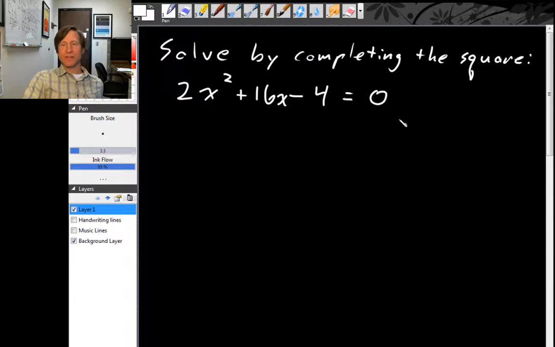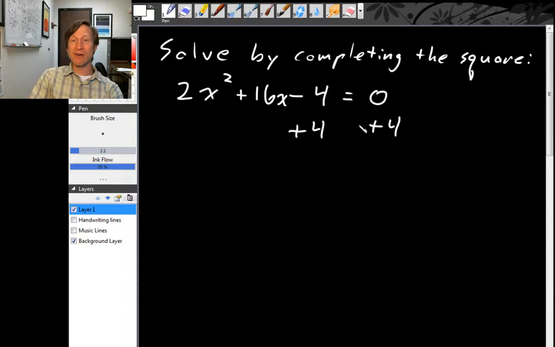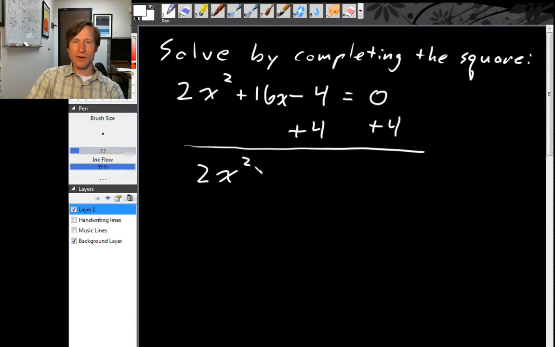When you're going to solve an equation by completing the square, often the first thing that you'll do, and I will do it in this case, is get all the terms with x's to one side and all the terms without x's to the other side. So this minus 4 term, let's get it to the other side. That gives us 2x squared plus 16x equals 4.